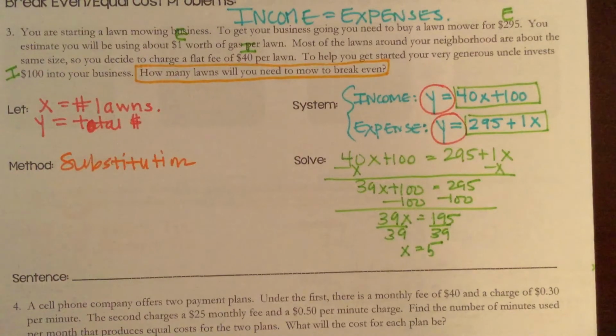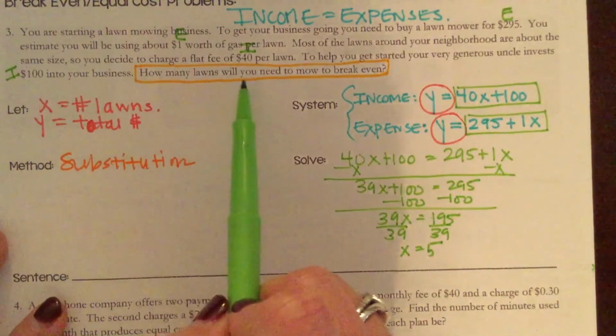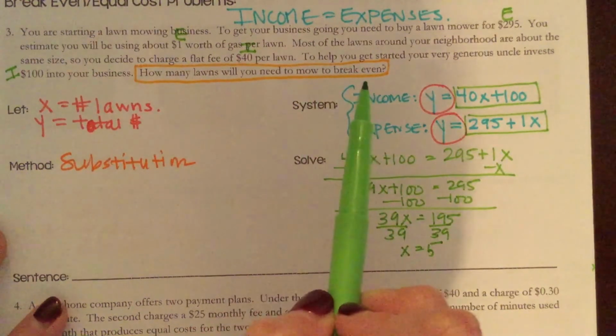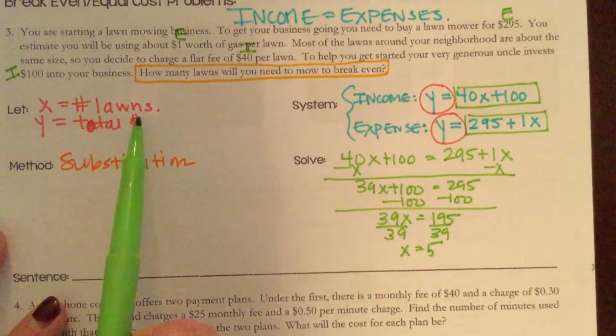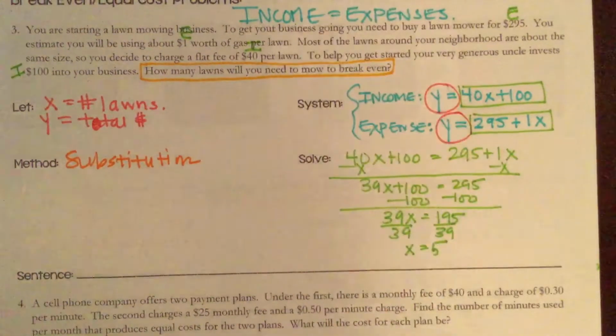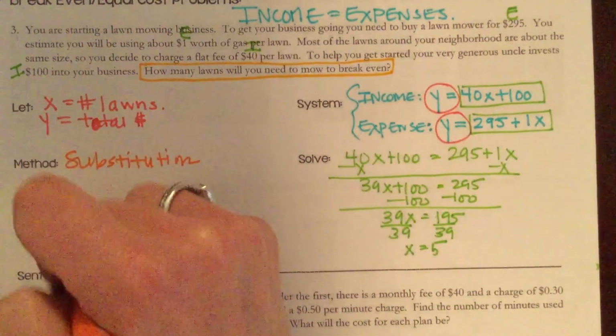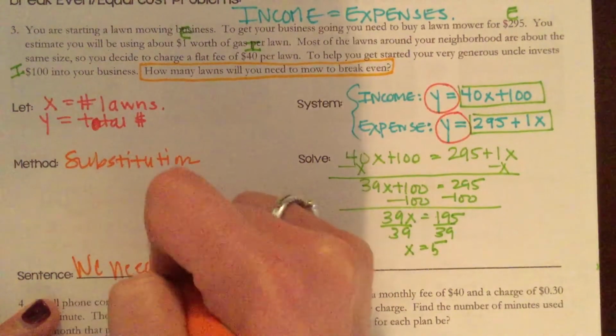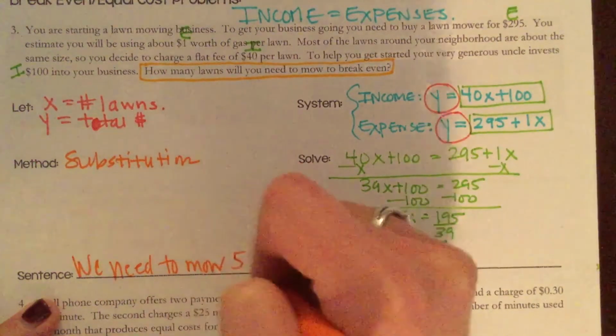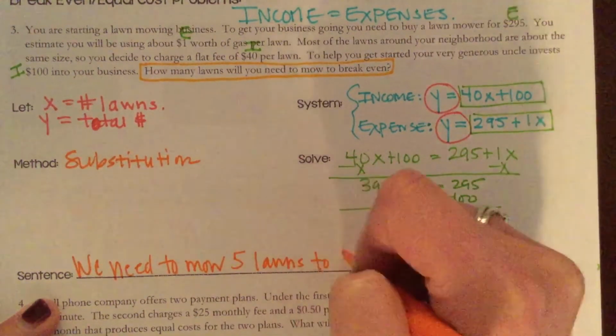We actually don't need to go any further and find y, because the question asked us how many lawns will we need to mow to break even. Remember, lawns was our x value, and we found our x value. So we need to mow 5 lawns to break even.